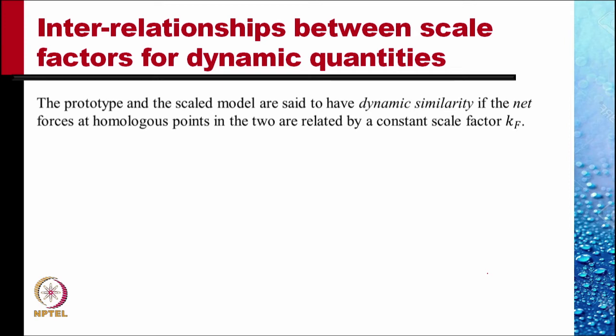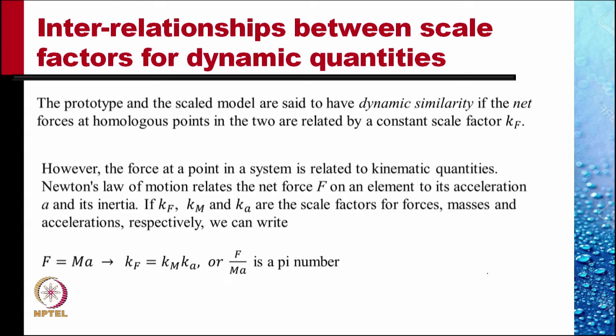Now let's move to dynamic quantities. The prototype and the scaled model are said to have dynamic similarity if the net forces at the homologous points in the two are related by a constant scale factor Kf. However, the force at a point in a system is related to kinematic quantities.